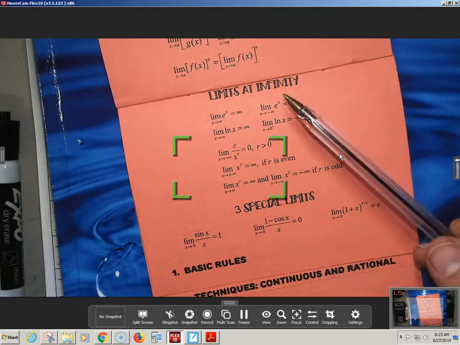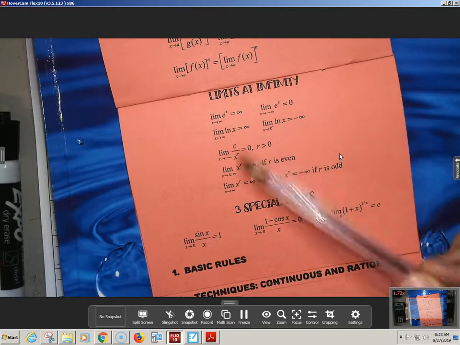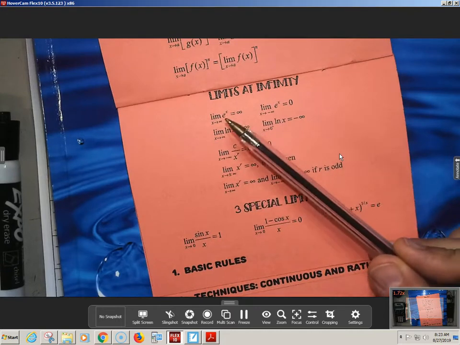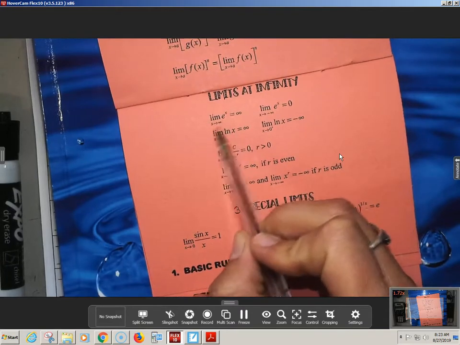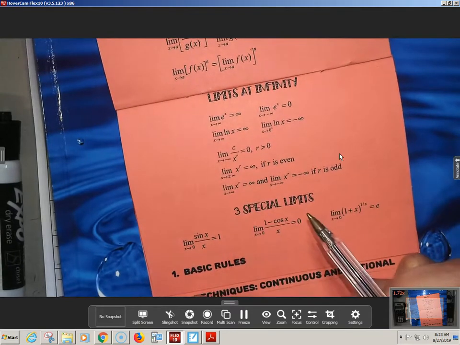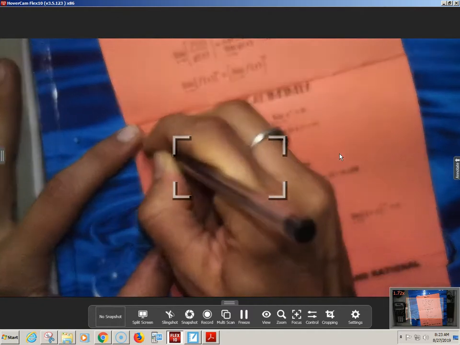Limits at infinity. Now, wait a minute. What's going on here? Limits at infinity. Hold on. We talked about yesterday a limit to infinity, right? Because that was in the example. What do we need to think about when we're going to infinity? When we have x approaching positive infinity.